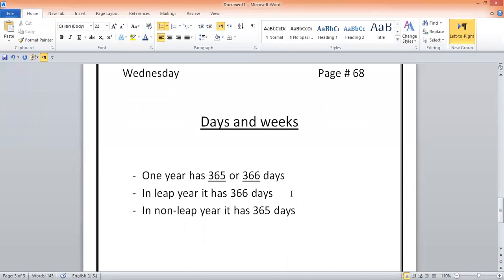Guys, what is a leap year and what is a non-leap year? A leap year is the year in which the number of days in February is 29, not 28. Normally February has 28 days, but after every 4 years, a leap year comes in which February has 29 days. So if it is a leap year, then because of February's extra day, there are a total of 366 days. And if it is a non-leap year, that means February has 28 days. So the total number of days in a non-leap year is 365. Is it clear, guys?